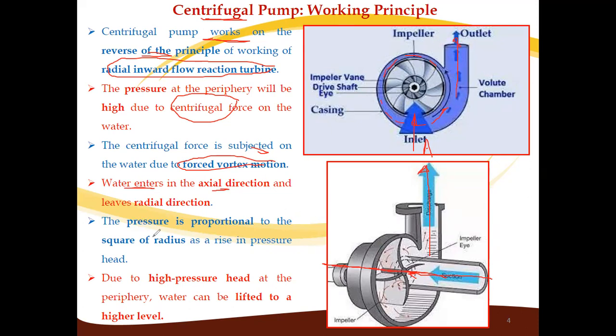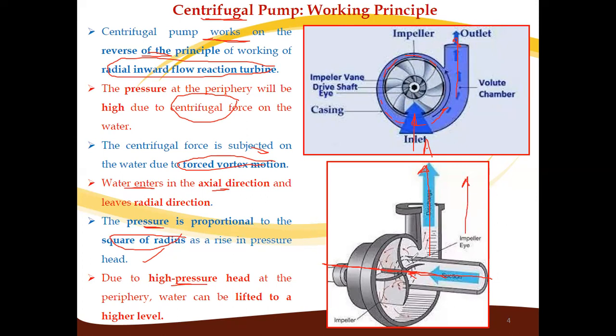The pressure in this pump is directly proportional to the square of the radius, as a rise in pressure head. So the pressure is directly proportional to the square of the radius. Due to the high pressure head at the periphery, water can be lifted to a higher level.